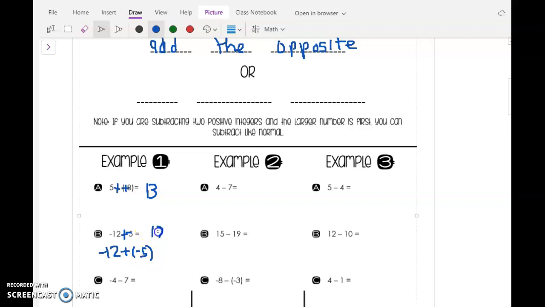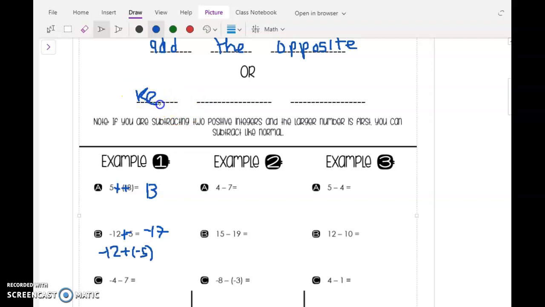And keep the sign negative in front of your answer. Because they're both negative, we keep it negative. Just like that, because these were both positive numbers, 5 and 8 were both positive, we kept this number positive. Okay, pretty simple.